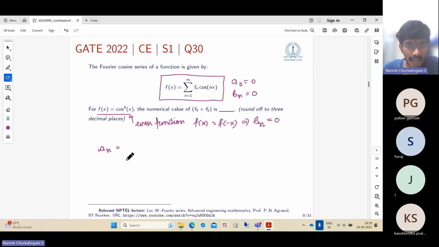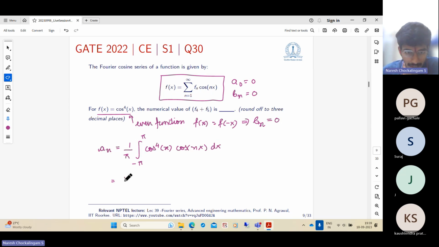Directly go to an. What is an? Quickly. What is the period of this function, cos power 4x? We don't need to know whatever the period is. We know at least it is 2 pi periodic. We don't need to know the fundamental period. So you can integrate from minus pi to pi, or from minus 2 pi to 2 pi. So let us integrate from minus pi to pi. So an is 1 by pi integral minus pi to pi f of x cos nx dx.